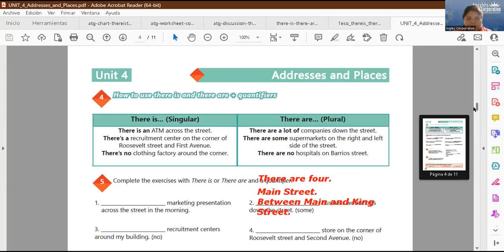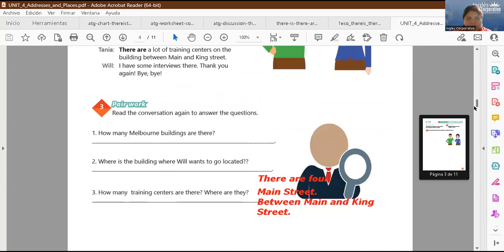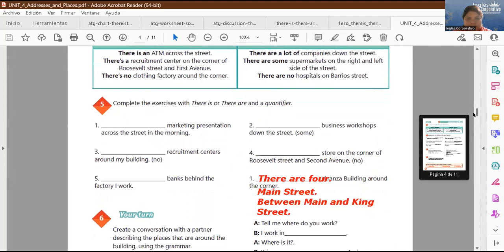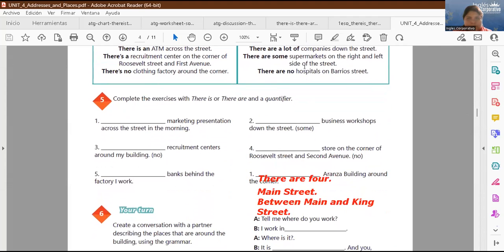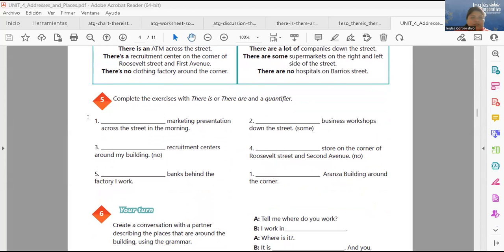Okay, so now you have a short task. Let me check. Okay, so you can complete that. Exercise 5, Marketing. We have to use there is or there are using a quantifier with the following statements. Marketing presentation across the street in the morning. Number one, there is, there are? There is. Okay, there is. So you have to use the quantifier. There is a marketing presentation across the street in the morning.